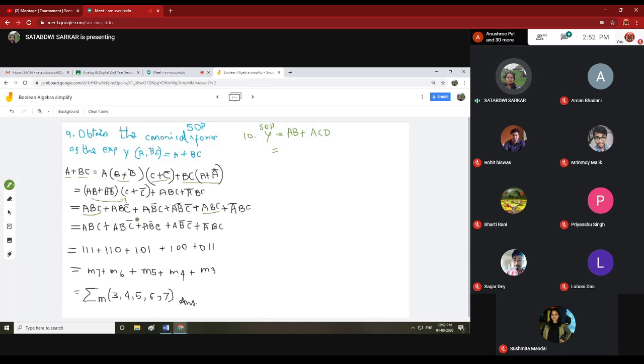Now ABC is twice, we get ABC and ABC. So we will write this just only once. So ABC plus AB bar C bar, ABC bar plus AB bar C plus AB bar C bar plus A bar BC. So now this is the minimal min terms. These are the min terms, and this cannot be extended.